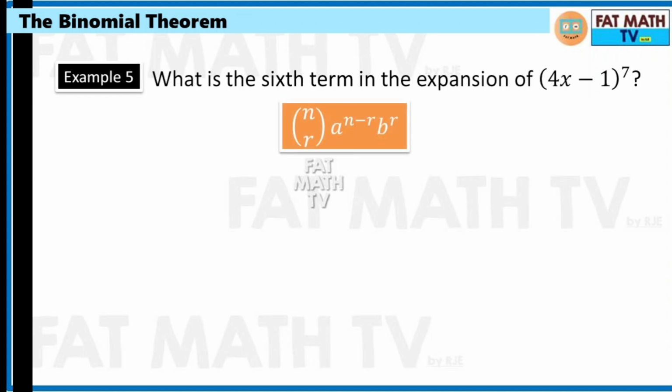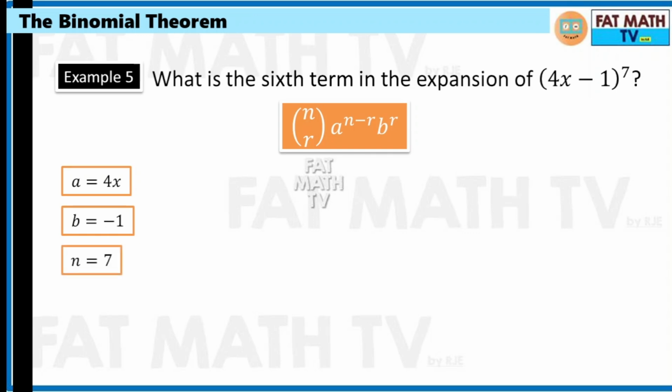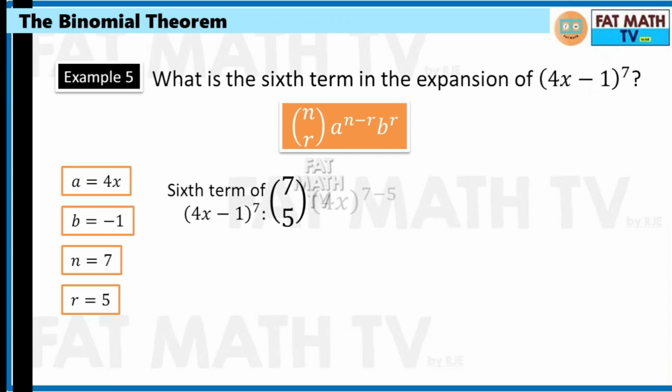So n choose r, a raised to n minus r, b raised to r. What is our a here? A is the first term, that is 4x. B is the second term, that is the negative 1. N is the exponent, that is 7. And since we're looking for the sixth term, you just subtract 1 from 6, you will get 5. So r equals 5. So the sixth term is going to be 7 choose 5, 4x raised to 7 minus 5, b negative 1 raised to 5, raised to r.